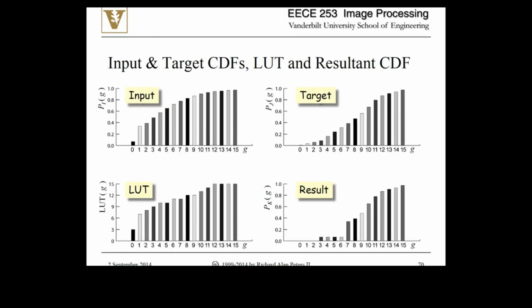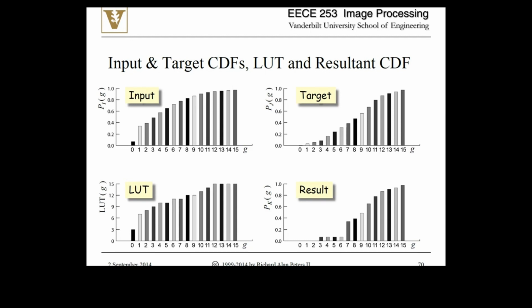So this is the input. This is the CDF of the input. This is the CDF of the target. This is our lookup table. And this is our result. So as I said before, it is not exactly the target. So we are trying to modify the input such that it looks like the target, but we cannot make it exactly look like the target. It is more similar to the target, but not exactly the same.